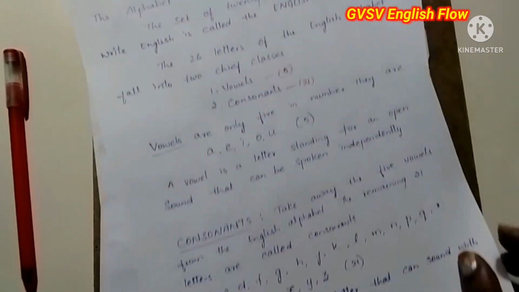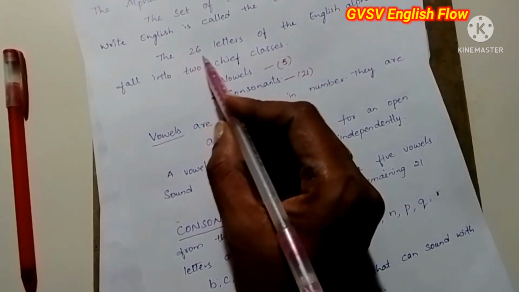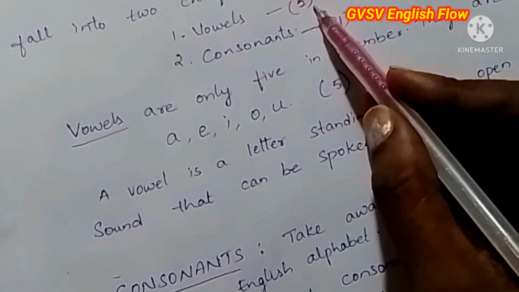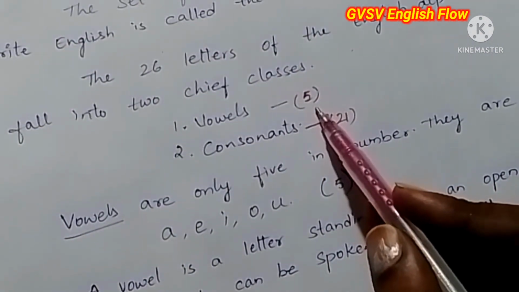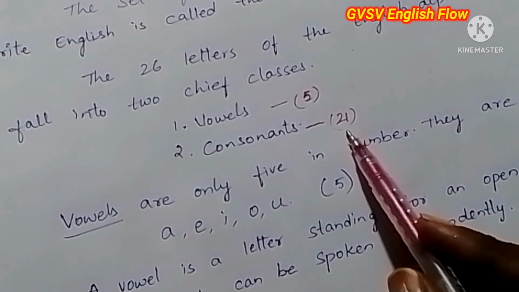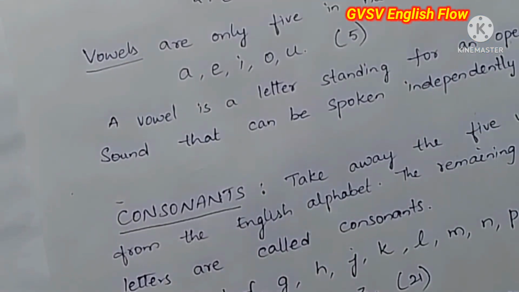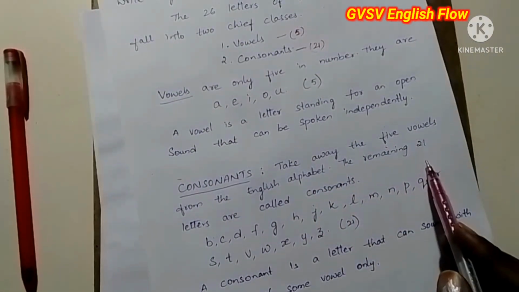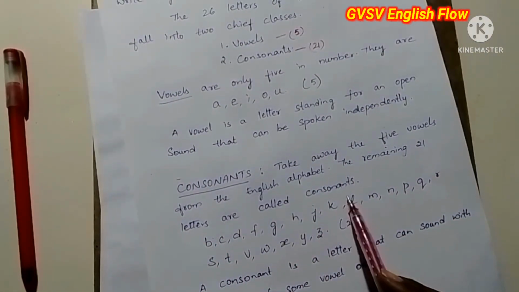Then what are consonants? We already said there are 26 letters. Out of 26 letters, 5 letters are vowels. 26 minus 5, 21. So what are consonants? Take away the 5 vowels from the English alphabet. The remaining 21 letters are called consonants.